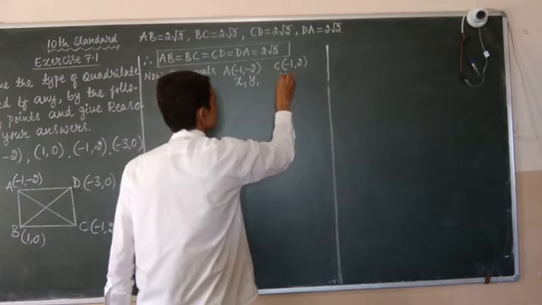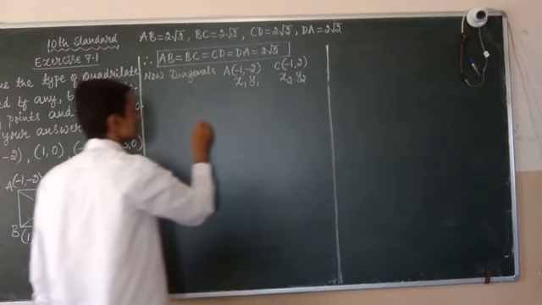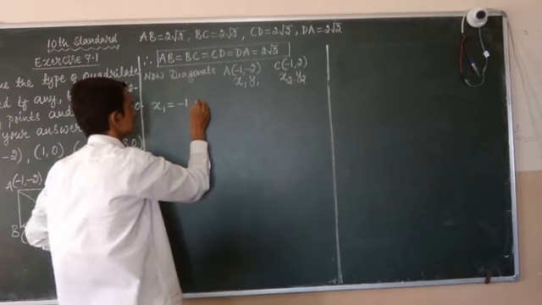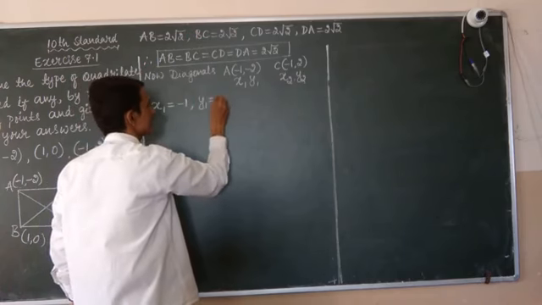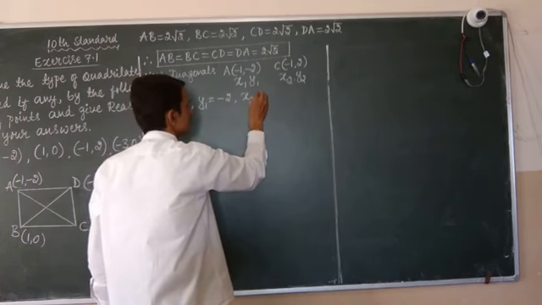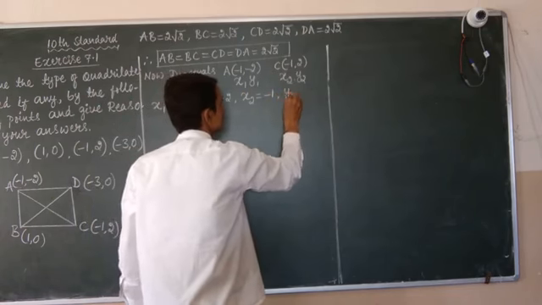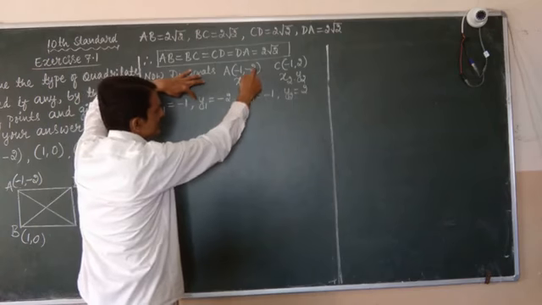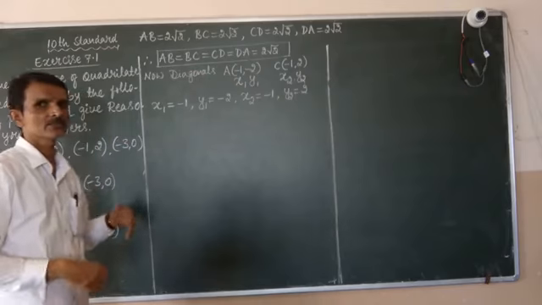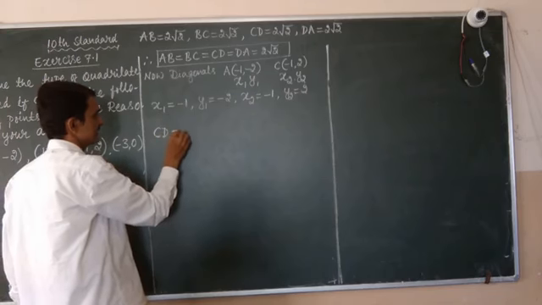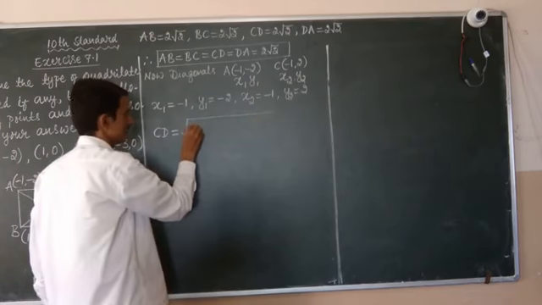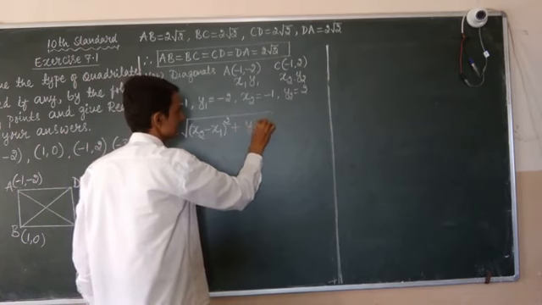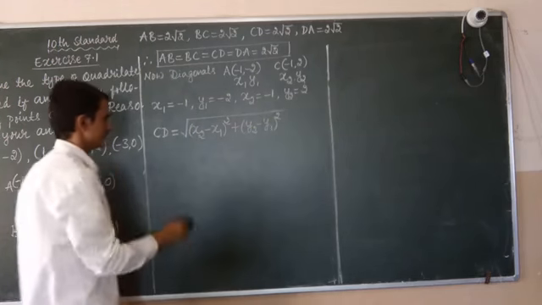x1 y1 x2 y2. The value of x1 is -1, the value of y1 is -2, the value of x2 is -1, and y2 is 2. Now the length of CD, or the distance between the points C and D, is equal to, write out the formula, the square root of x2 minus x1 whole square plus y2 minus y1 whole square. Substitute the values.